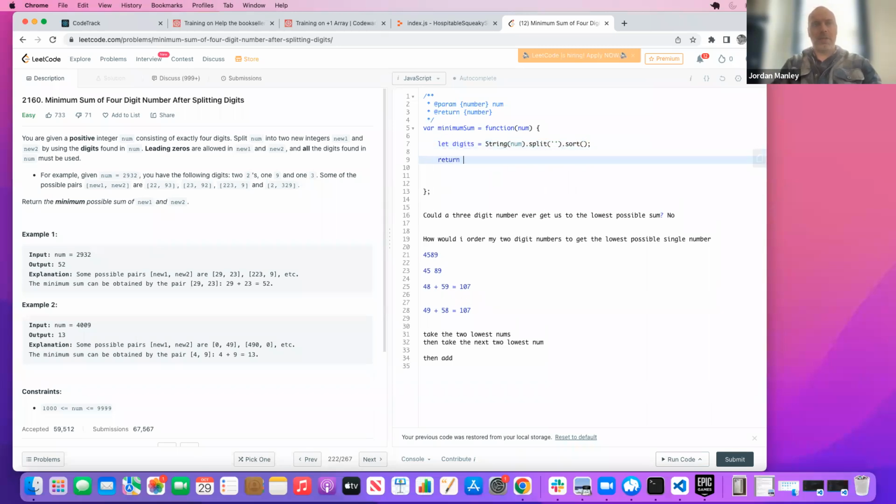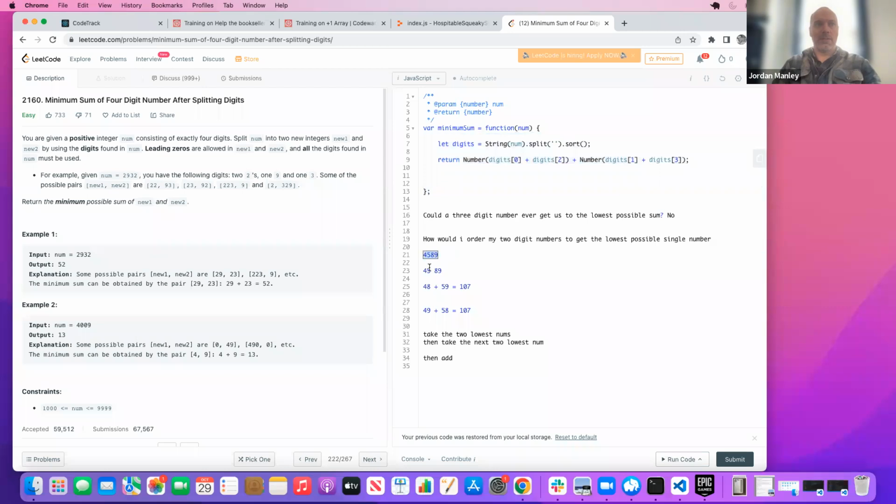Then I'm really just going to return my first number, remember, is my lowest number. So I'm going to say I want a number. That number is made up of digits at 0. That's my lowest number. Plus digits at 2. That's not my next lowest number, but the one after that. And then I want to add this to number at digits at 1. That's my second lowest number, plus digits at 3. That's my highest number. Let's just walk ourselves through that and see how that would work.